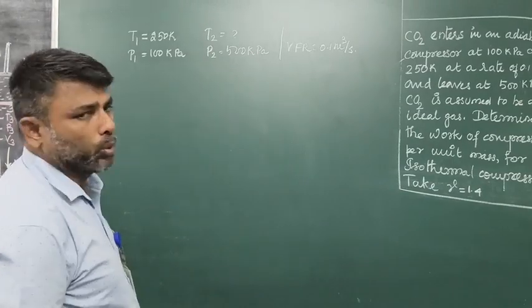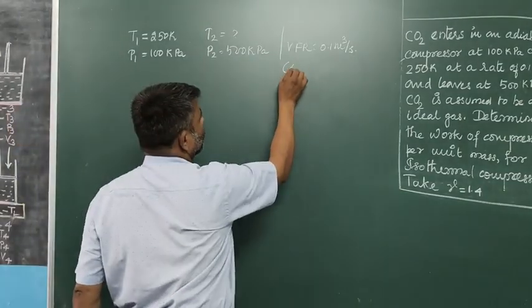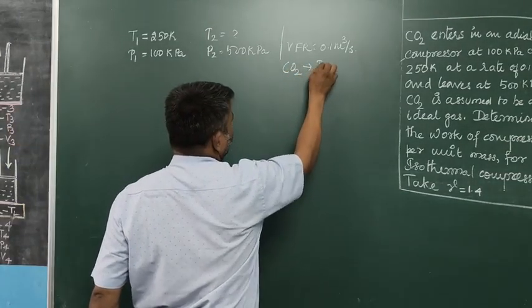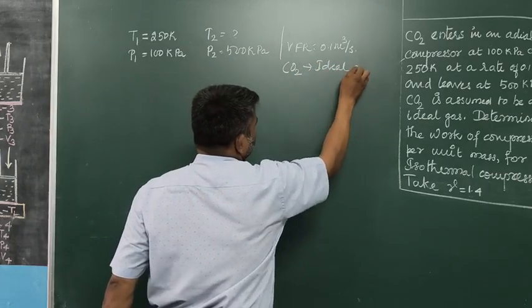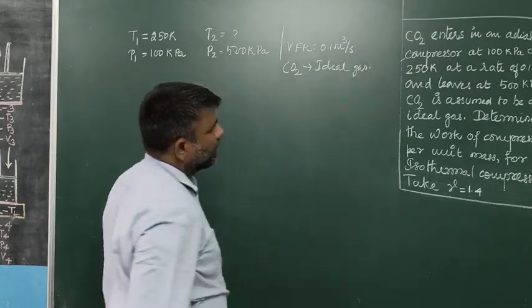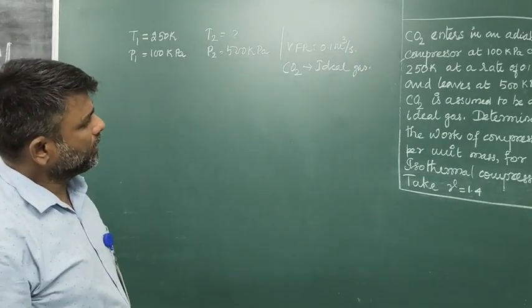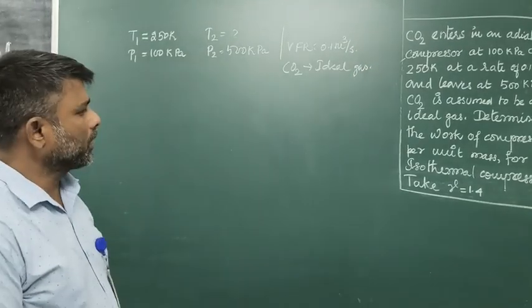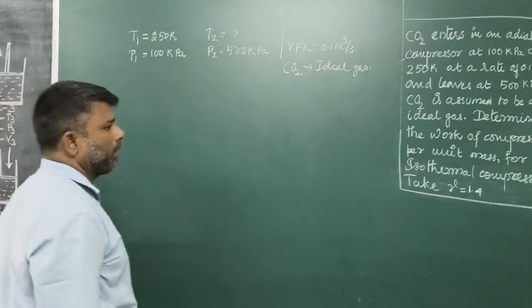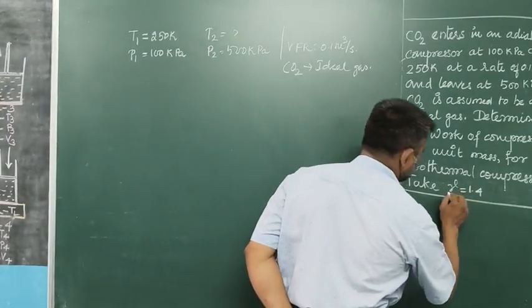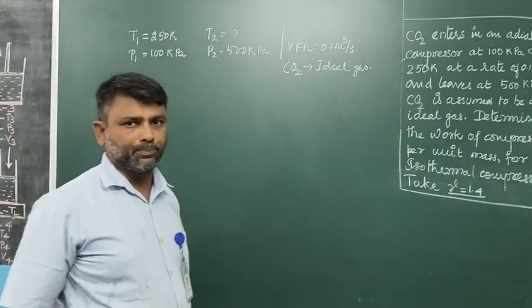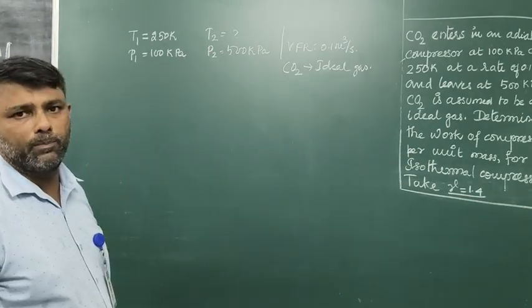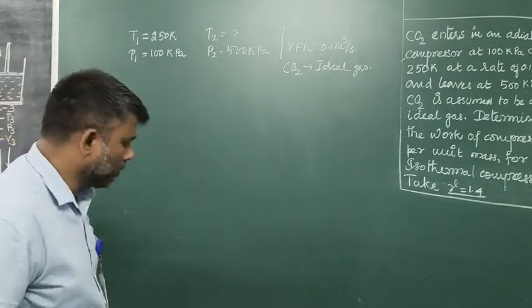Carbon dioxide is assumed to be an ideal gas. Determine the work of compression per unit mass for isothermal compression. Take adiabatic index, index of adiabatic process, as 1.4. This is given. Before entering into the problem, the first law of thermodynamics to the flow process.